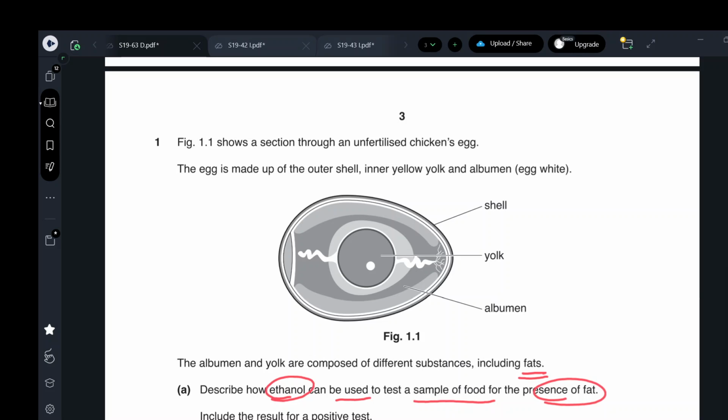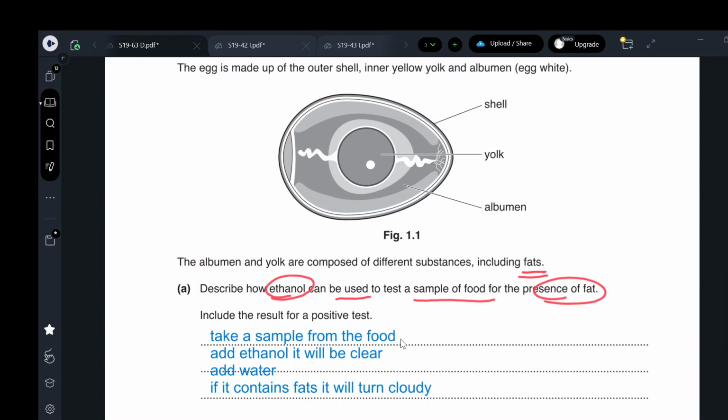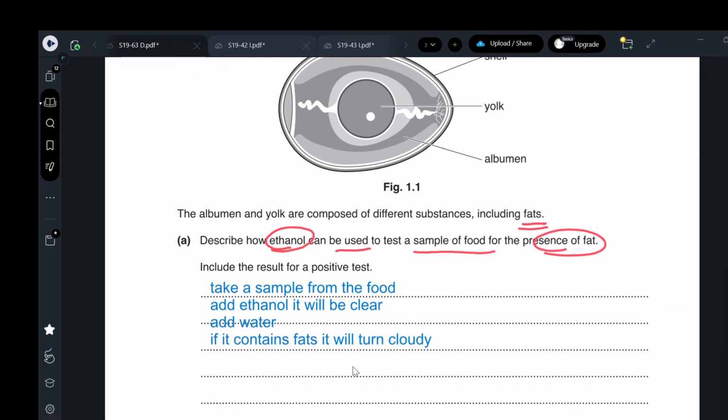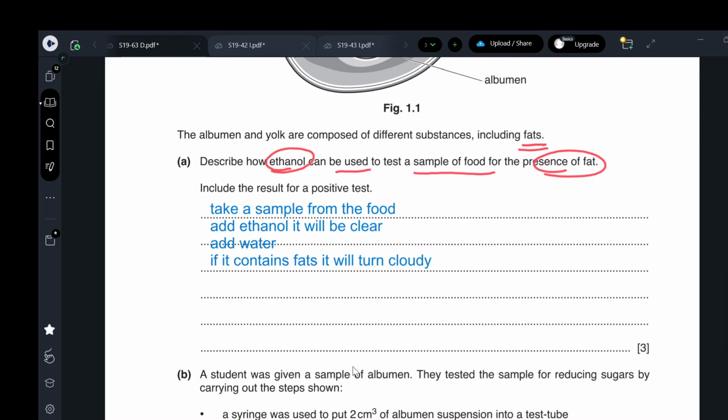To test for fats, take a sample of food and add ethanol. When the food dissolves in ethanol, it will be clear, and then we add water. If there are fats, it will turn cloudy. This is the food test for fats.